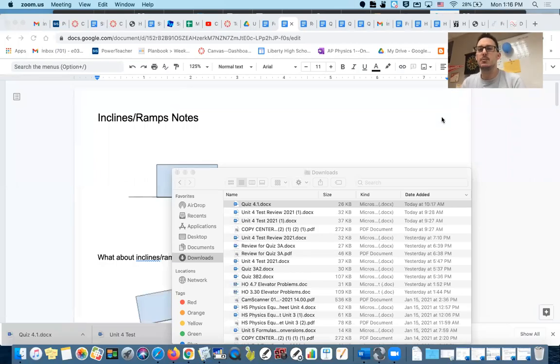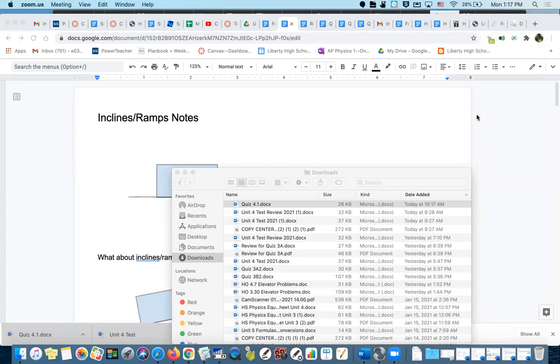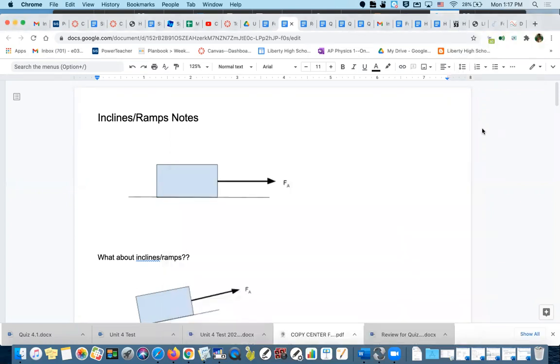All right, high school physics, we are back. And the last time we did a video, we talked about what to do with forces at an angle. And here's what we have to deal with now. What about inclines or ramps?